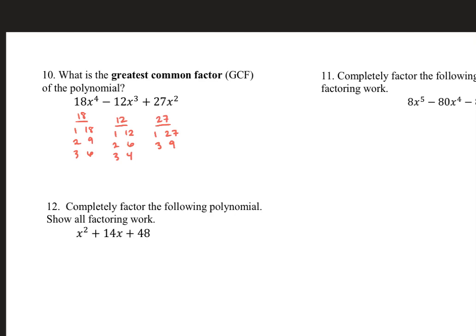So in scanning this list, we want to look for the biggest number they all have in common. And they all have a 3. So I know that my GCF contains a 3. So I know it's going to be positive because my leading term is positive. Next thing we do, we look at our variables and we look for our lowest variable term, which is x squared. So my GCF is 3x squared. So in this problem, I don't ask you to factor it. I'm just asking what is the GCF.